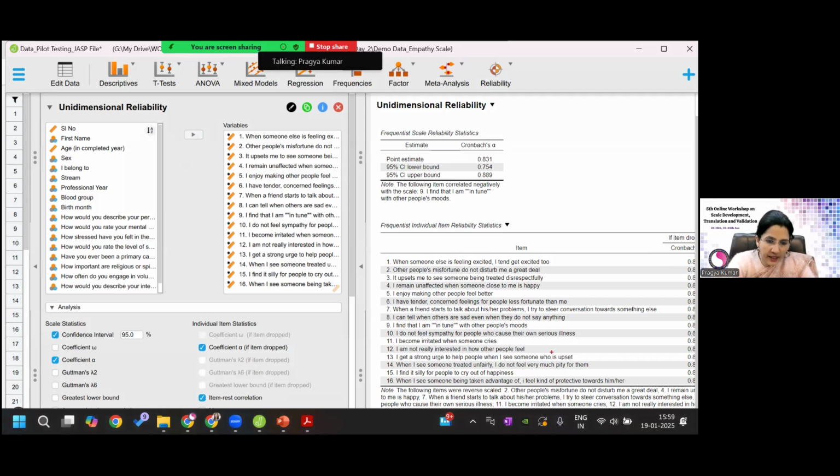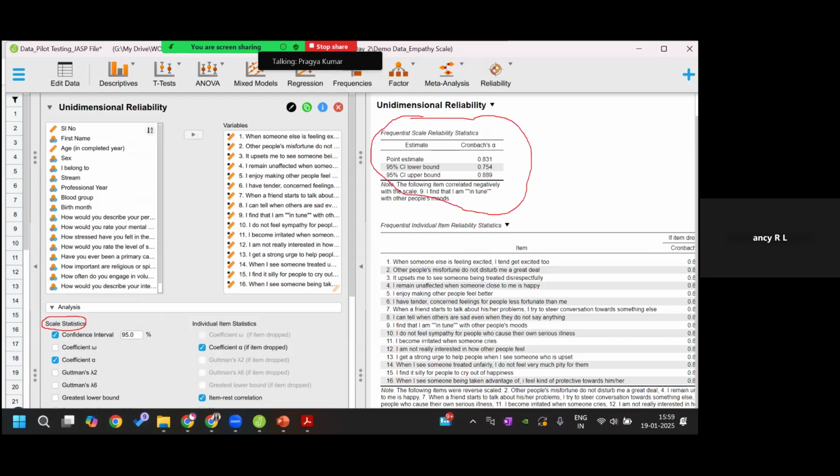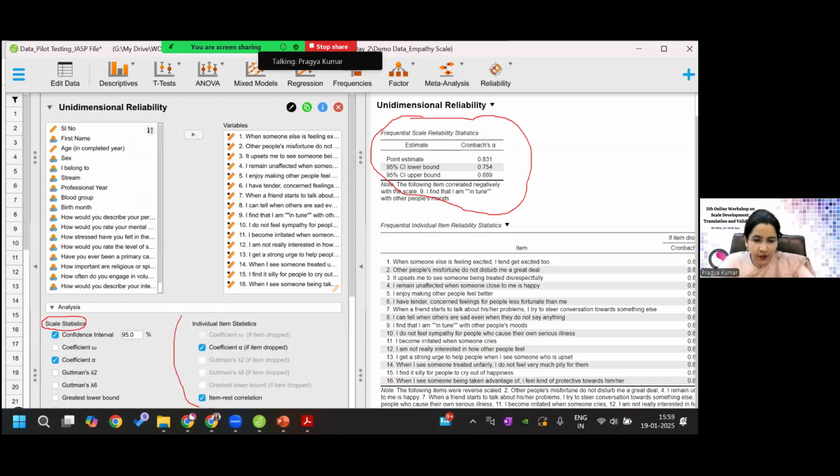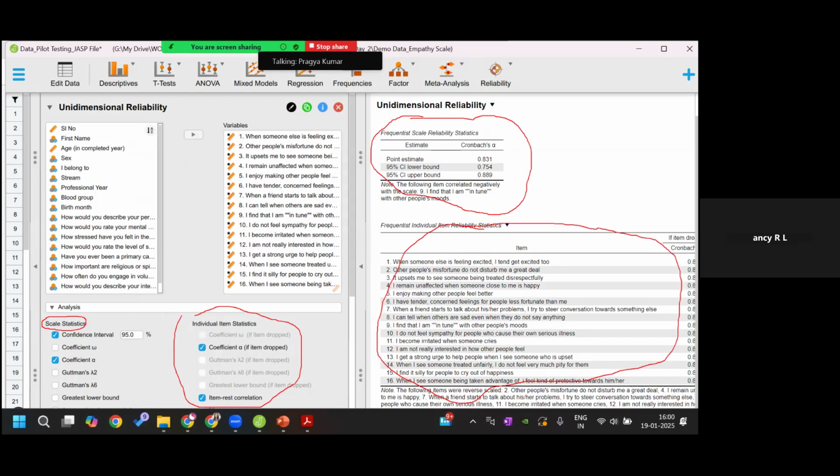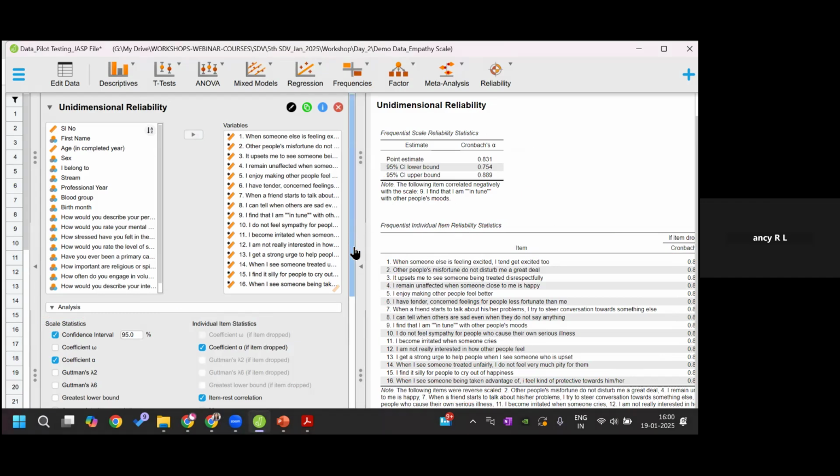Yeah. There are two statistics here. You can see there is a scale statistics. So this gives you the scale statistics, and towards the right side, there is an individual item statistics. So this lower table gives you the individual item statistics. Okay, ma'am. Thank you, ma'am. Okay, my pleasure.